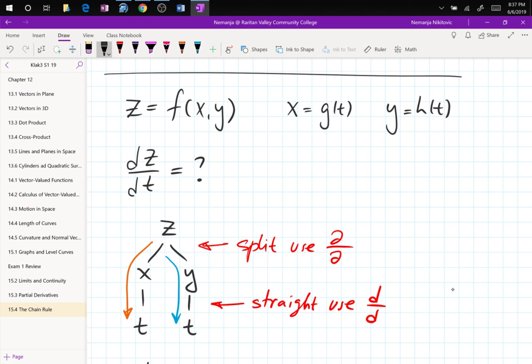So why is this the simplest case? Well, z is a function with two-dimensional input, and you have x and y driven by a single parameter t.